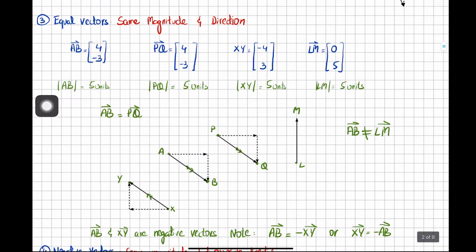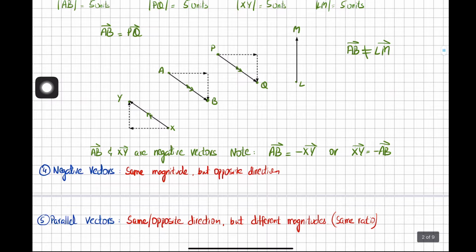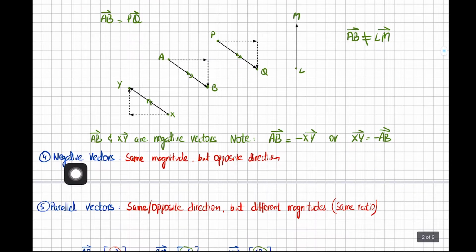Then what makes a vector equal? When you have the same magnitude and direction. Since a vector quantity has a magnitude as well as direction, for two vectors to be equal, the magnitude and the direction both have to be the same. Now, what makes two vectors negative vectors is when they have the same magnitude but opposite direction.